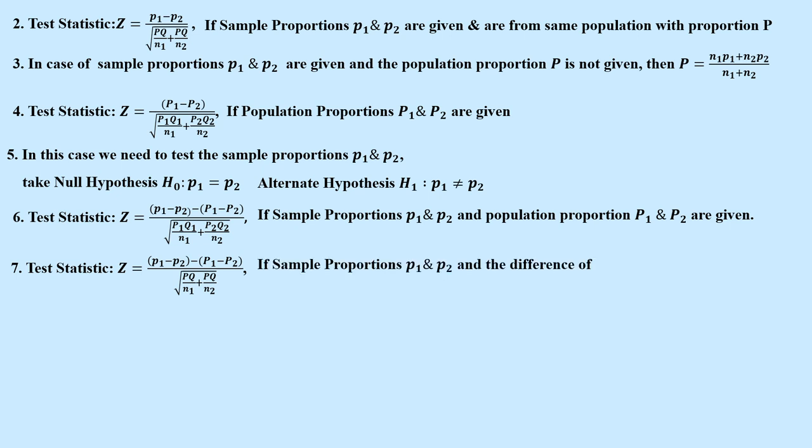Note that, that is why we have clearly mentioned step by step 1 2 3 4 5 6, right? If the sample proportions p1, p2 and the difference of population proportions are given, then you have to use this test statistic. In case they have given directly the difference P1 minus P2 but not P1 and P2 separately, then you have to find P using this formula.